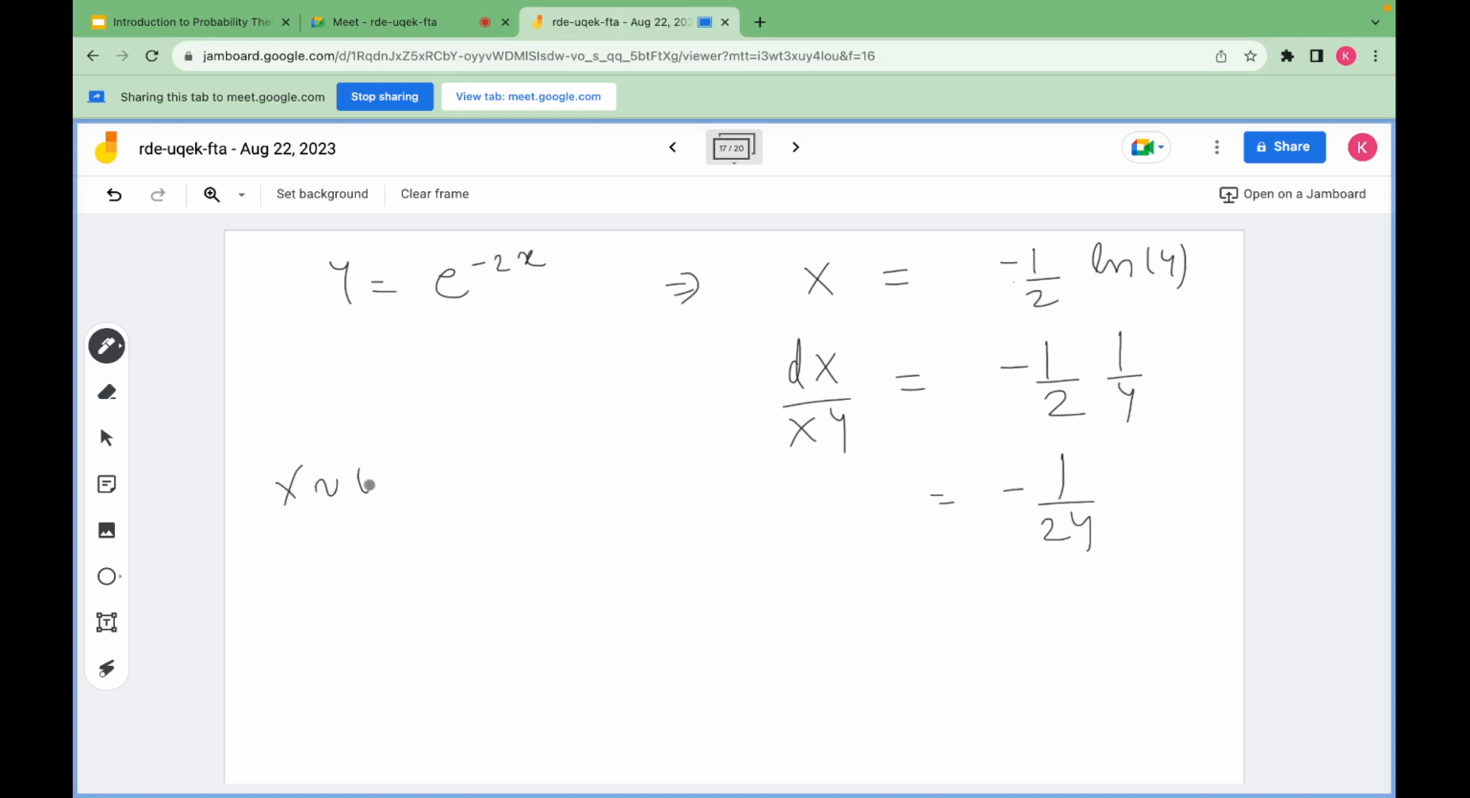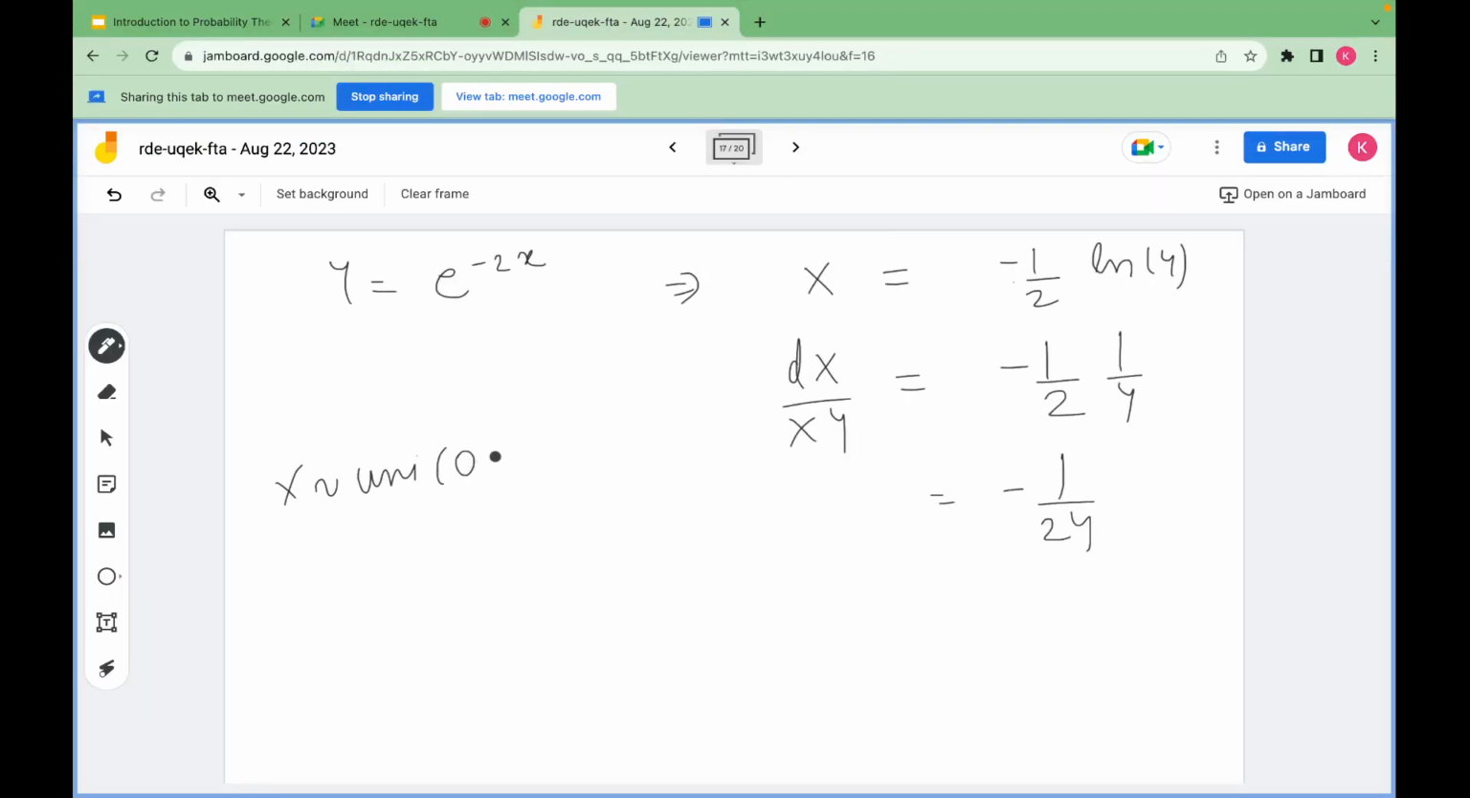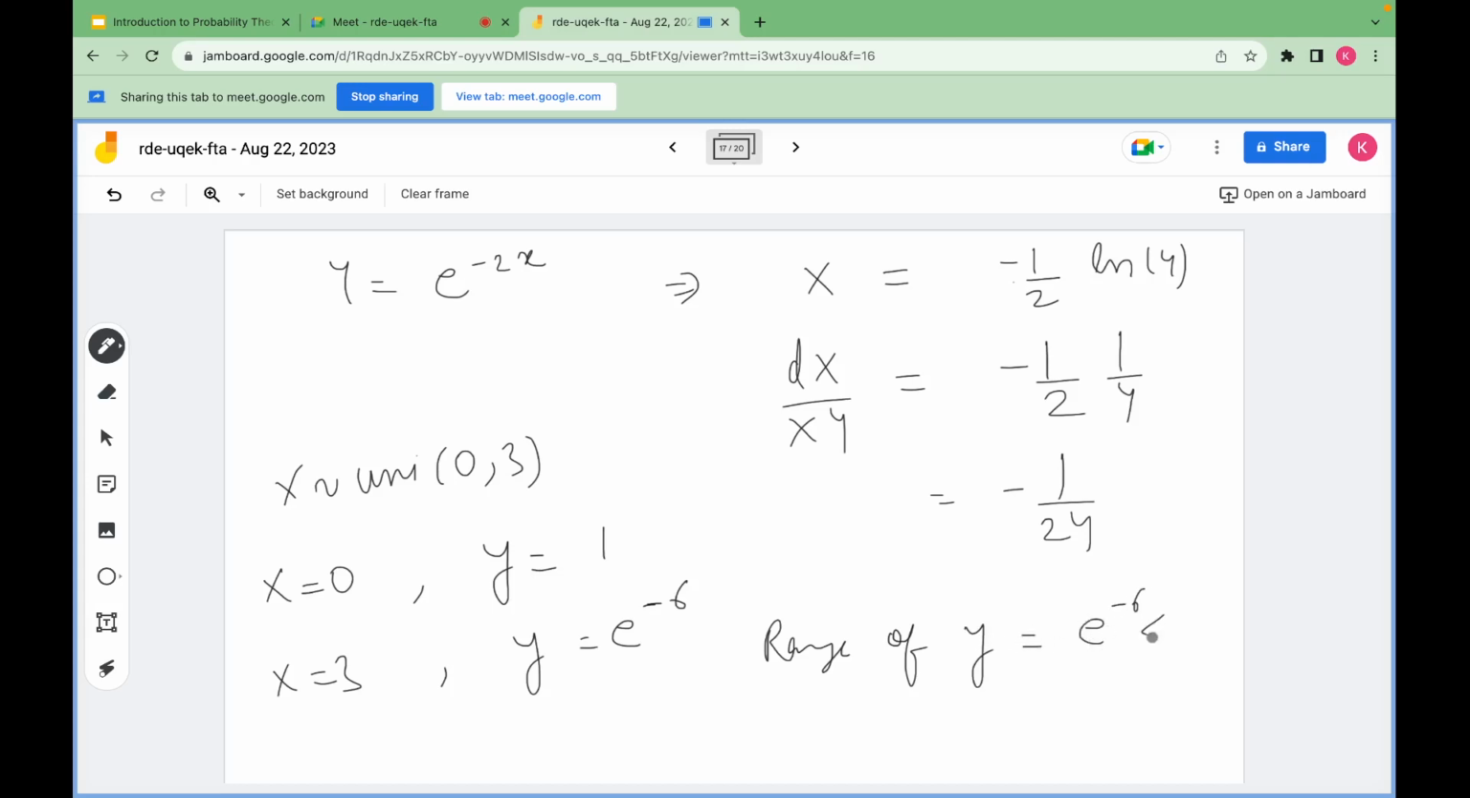Now x is a uniform distribution from 0 to 3. So we will see for x equal to 0, y is equal to 1, and for x equal to 3, y is equal to e to the power minus 6. So the range of y is e to the power minus 6 to 1. Okay.